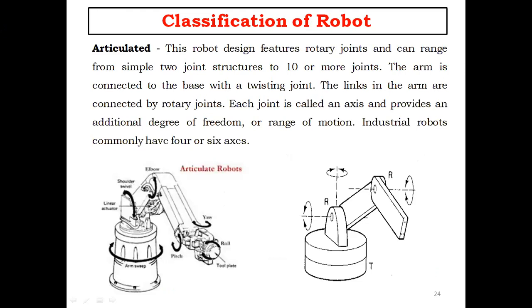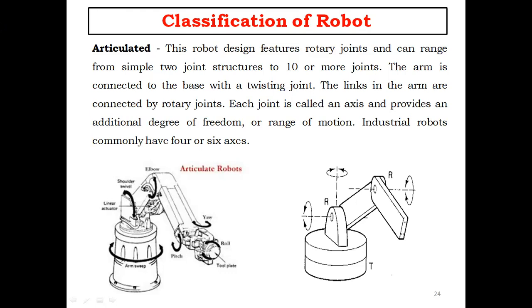Okay. So articulated, we'll see that. This design will feature some rotary joints, and it can range from simple two-joint structures to 10 or more joints. In this, the arm will be connected to the base with a twisting joint. The links in the arm are connected by rotary joints.